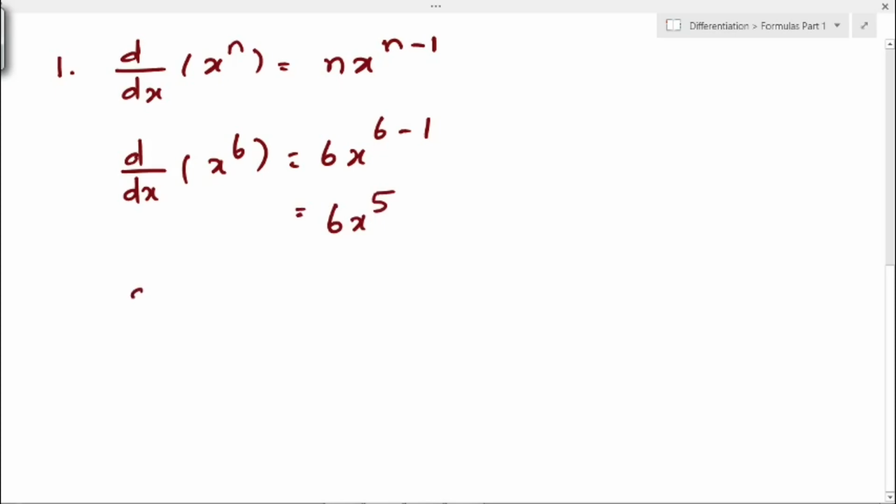Next, d by dx of x to the power, suppose we have 10. So the differentiation of x power 10 is, again substituting in the same formula, 10 x to the power 10 minus 1. So 10 minus 1 is nothing but 9. So 10 x to the power 9. So the differentiation of x to the power 10 is 10 into x to the power 9.